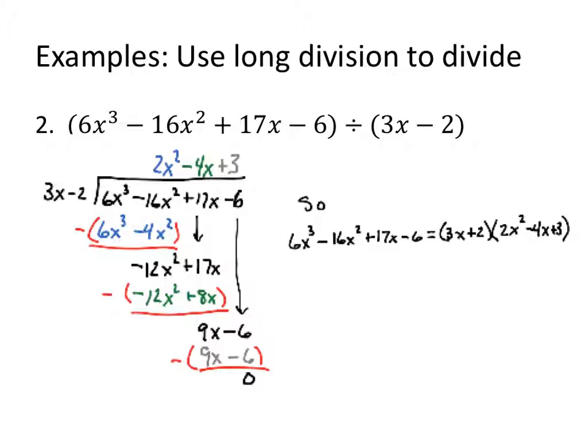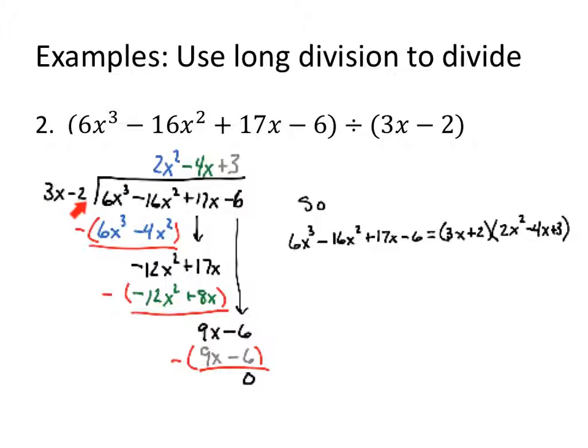Let's do it again. 6x cubed minus 16x squared plus 17x minus 6 divided by 3x minus 2. Using our color codes here to keep things straight, I ask myself, what do I multiply 3x by to get 6x cubed? Well, I know 3 times 2 is 6. I know x squared times x is x cubed, so I must be multiplying by a 2x squared. So that's exactly what I do. 2x squared times 3x is 6x cubed.